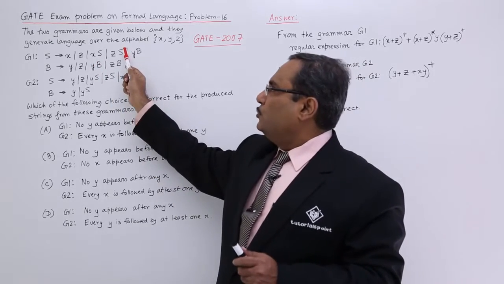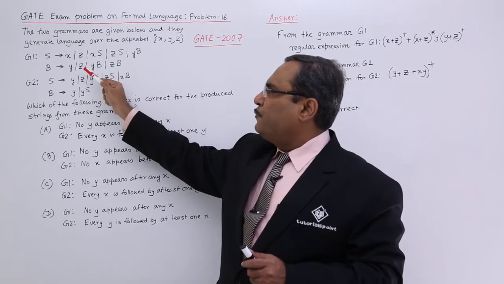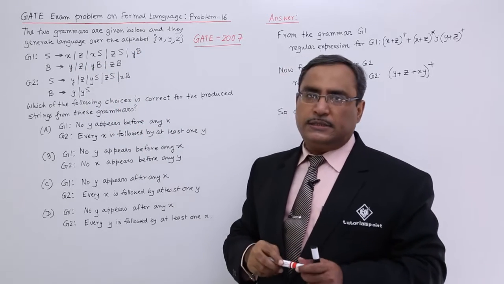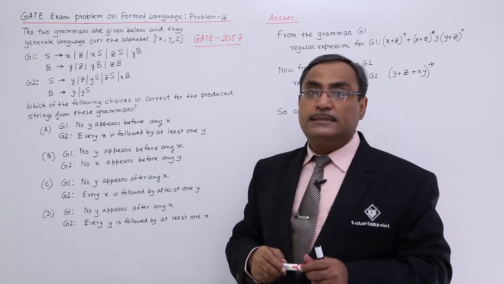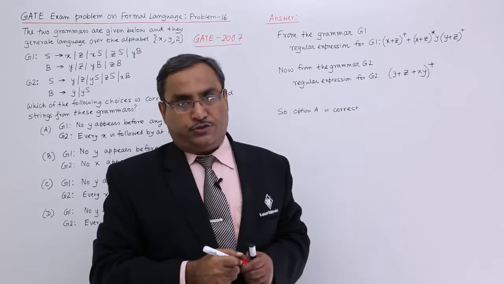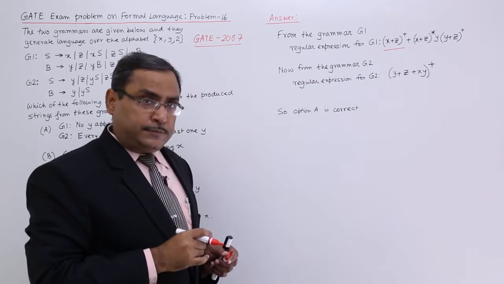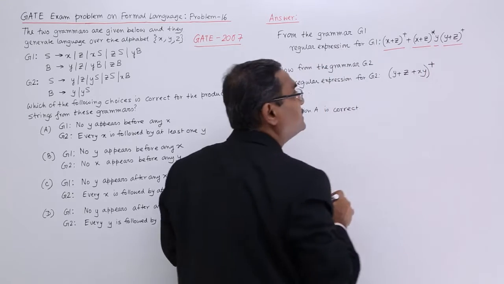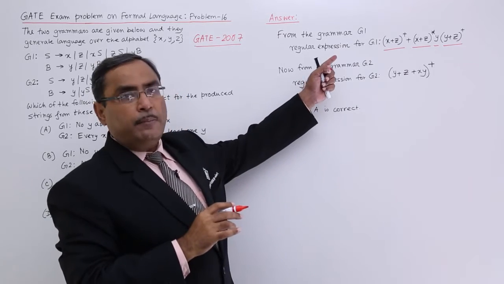So in that case, it will produce (X+Z)*Y, and then B can produce Y and Z combinations. Just see, B can produce any kind of combinations of Y and Z, and that is nothing but (Y+Z)+, because it cannot produce any kind of null string. So obviously I can write (X+Z)+ or (X+Z)*Y(Y+Z)+. So that is my regular expression for the grammar G1.